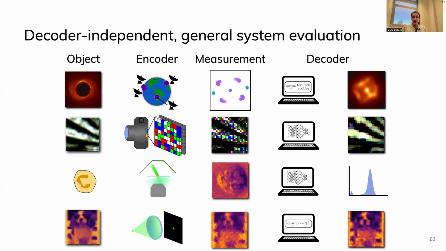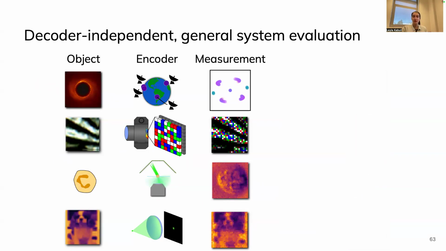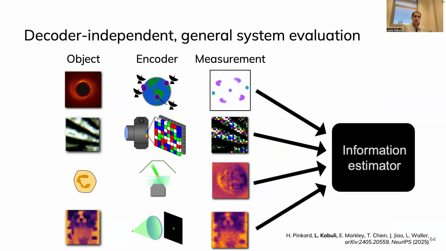So putting all this together, we have a mutual information-based framework that lets us study and design many different imaging systems. We are in agreement with traditional reconstruction-based evaluation, but we don't need any ground truth data. We just evaluate systems using measurements. And this makes our approach really broadly applicable. So we can use the same mutual information estimation method to evaluate imaging systems, ranging from microscopy all the way up to radio astronomy.